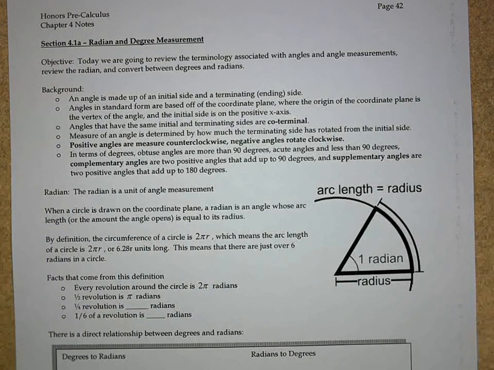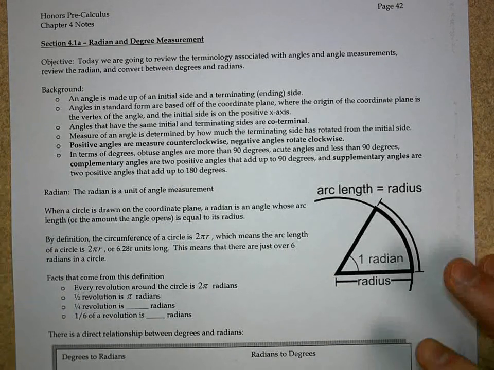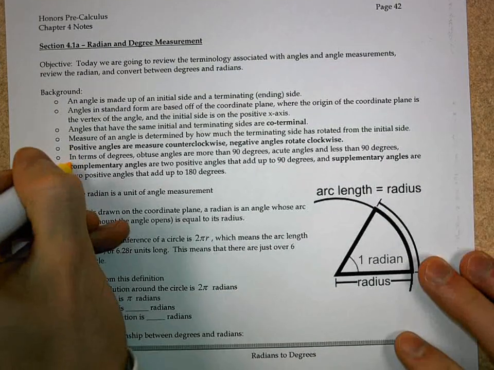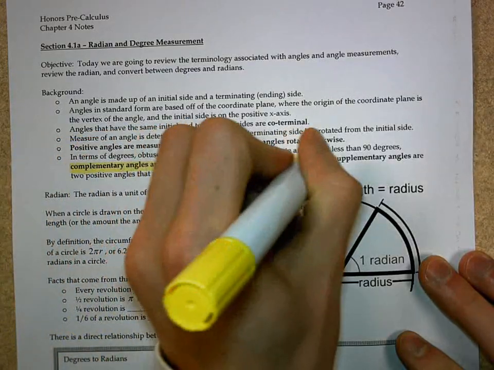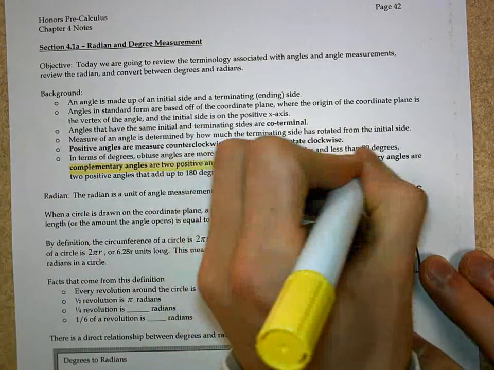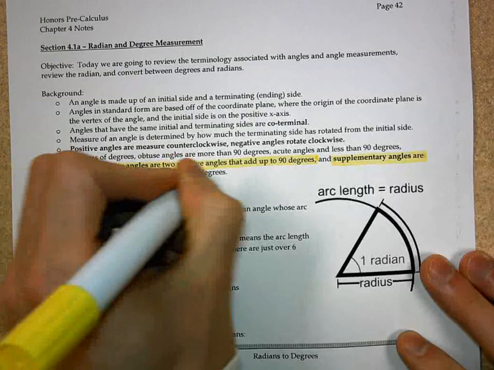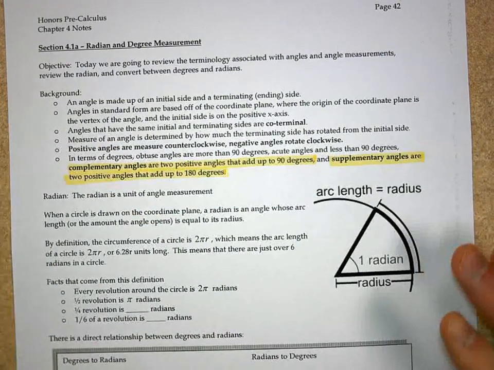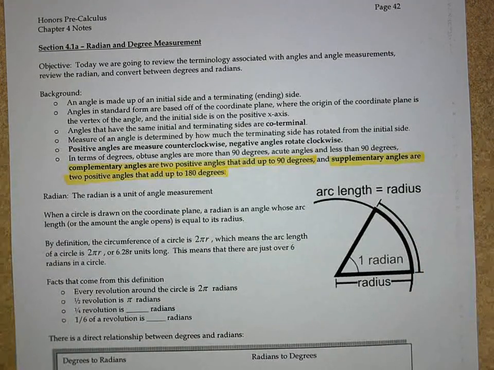Angles that have the same initial and terminating sides are called coterminal. All coterminal angles are 360 degrees apart. Positive angles move counterclockwise, negative angles rotate clockwise. And in terms of angles, if we have complementary angles, there are two positive angles that add up to 90 degrees, and supplementary angles are two positive angles that add up to 180 degrees. Key is that they're going to be positive angles.